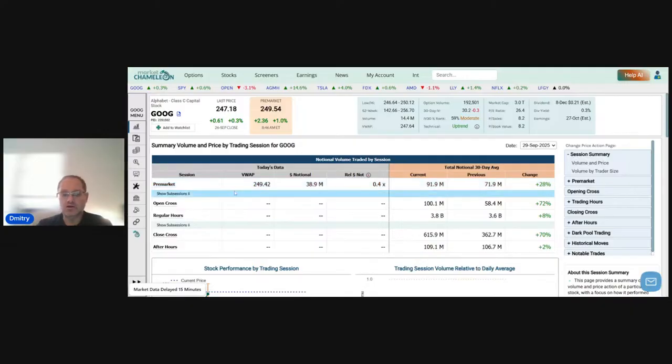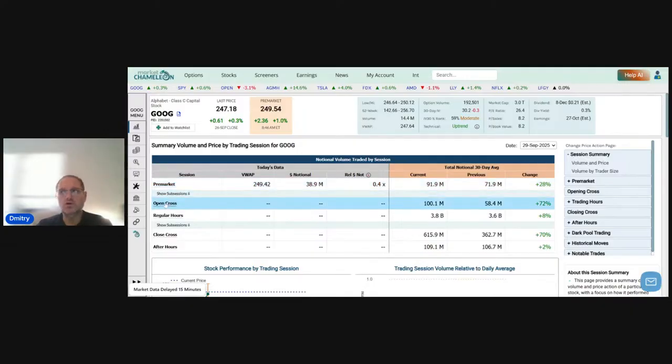Then we have the official opening cross. This is the session where there's a single price auction. It's based on accumulated buy and sell orders that go to the specialist book. They don't trade in the pre-market hours. They need to trade in the regular trading hours. So that will be the official opening price, where the specialist takes all the orders and opens at a single price where they're balanced out, and then we go to regular hours trading, which is continuous trading.